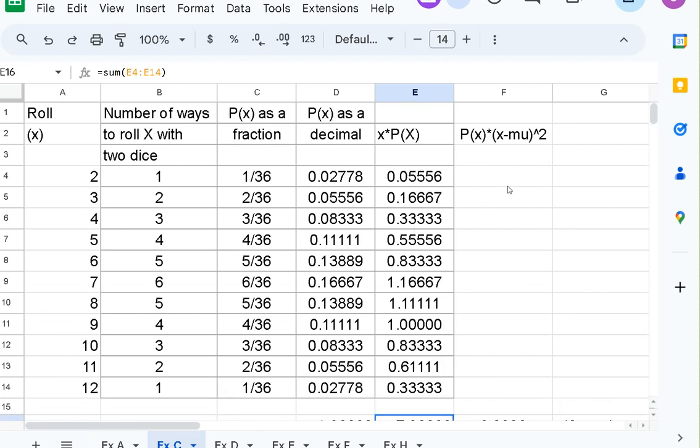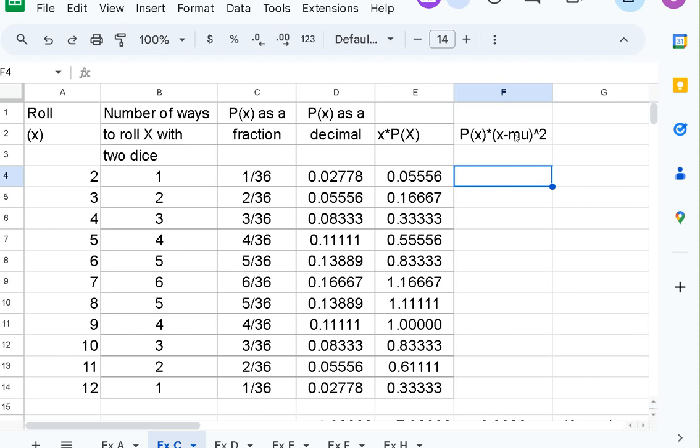We need to calculate the standard deviation next. So what you need to do is fill in this formula here. You want P of X times (X minus mu) squared. So try and fill it in. What was the value for mu in this particular data set, this particular probability distribution?